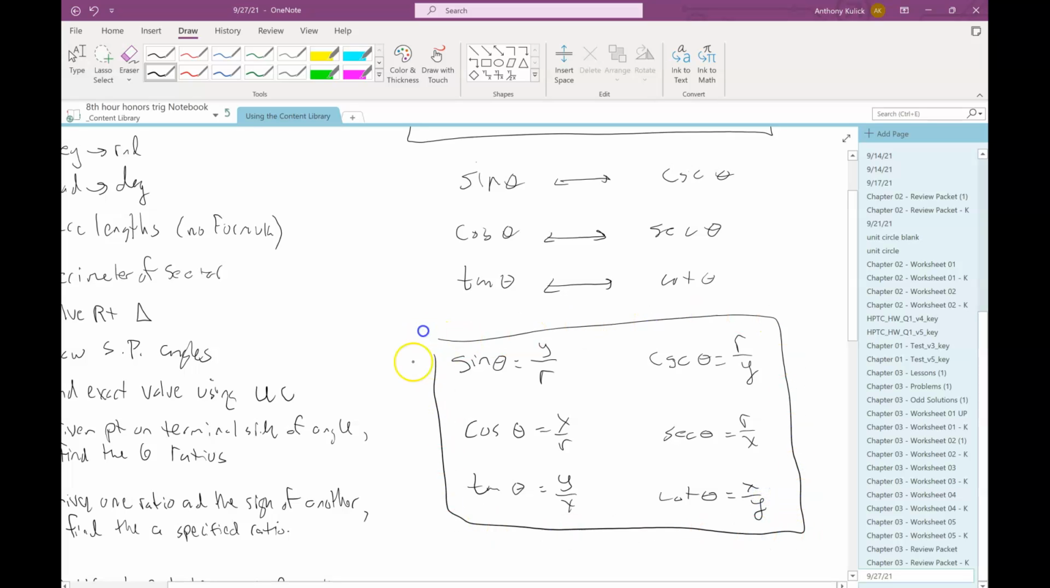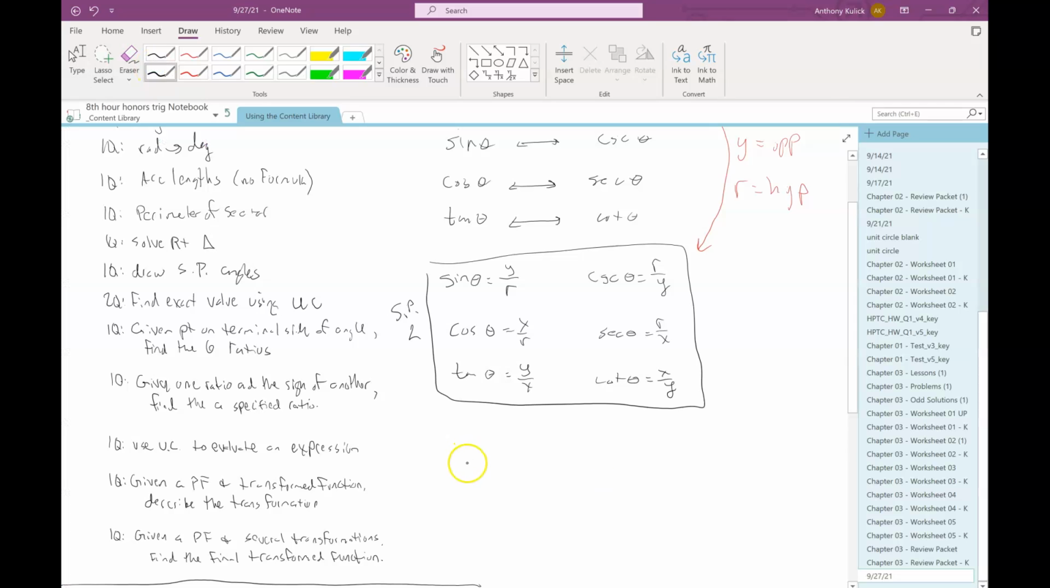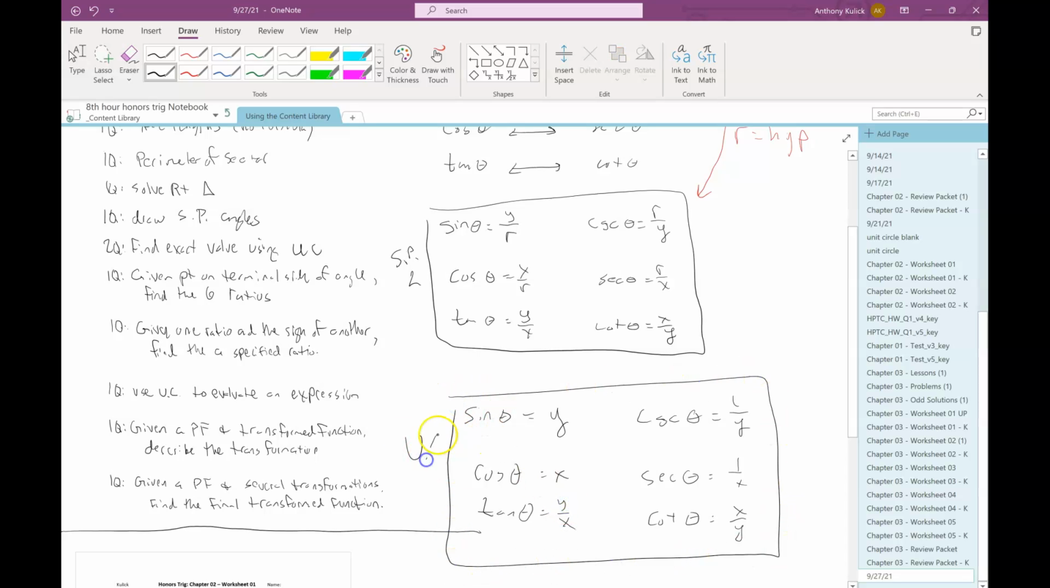So this is our standard position angle definition. To go from SOHCAHTOA to this one, we basically just use those substitutions. And our last definition was the unit circle definition, where sine is y, cosine is x, tangent is y over x, cosecant is the reciprocal, so that's 1 over y, secant is the reciprocal, so that's 1 over x, cotangent's the reciprocal, so that's x over y. Then to go from here to here, basically all we're doing is filling 1 in for r.